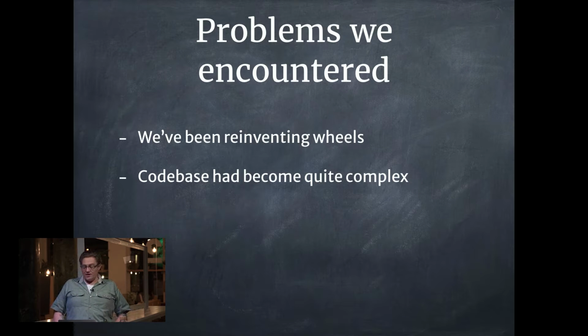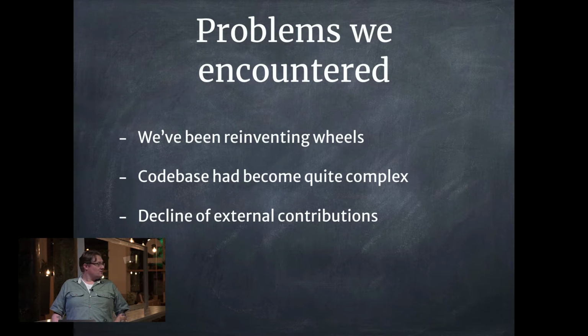Every new feature that we were building cost significantly more time as the project grew. Basically, the complexity grew exponentially. And this in turn resulted in a decline of external contributions, because there were a lot of people who wanted to contribute to the project, but as soon as they started reading into the code, they found out that it was very hard to do so. The barrier of entry was really high.